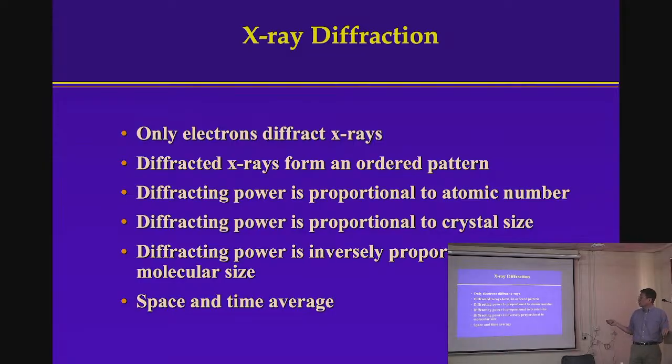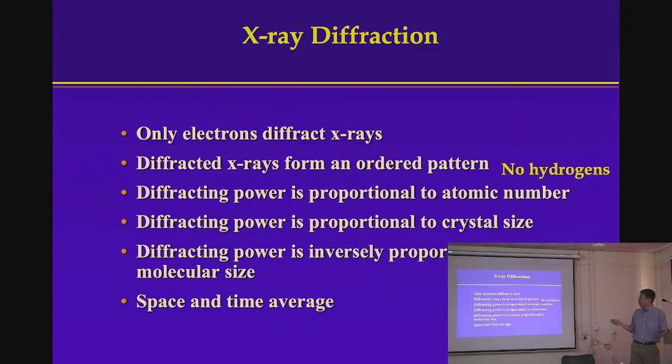And the diffraction actually forms an ordered pattern. I already explained that. Essentially, you have a lattice, you form a crystal, then you shine X-ray on it, and you get another lattice. And then diffracting power is proportional to atomic number. So the more electrons you have for that element, the stronger the diffraction. As a result, hydrogen, which has only one electron, has very weak diffraction in X-ray crystallography. That's why oftentimes we don't really include hydrogens, because we can't really observe them directly.